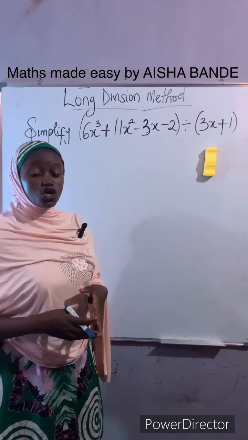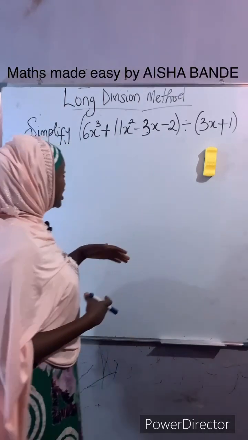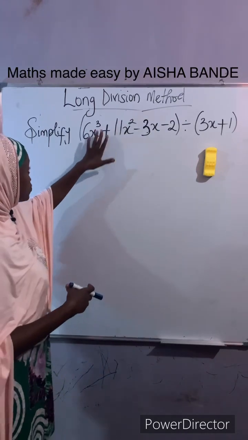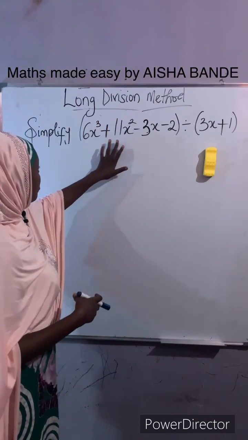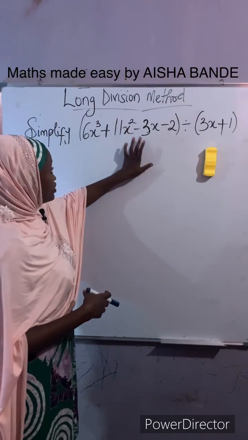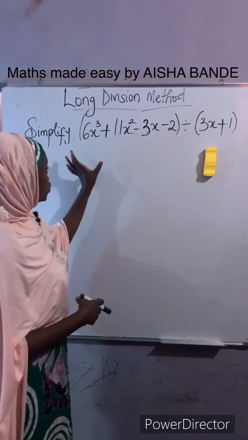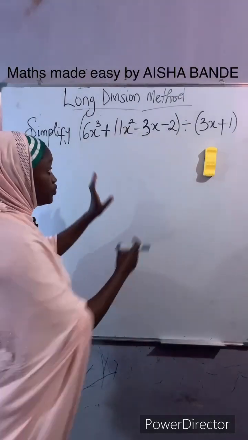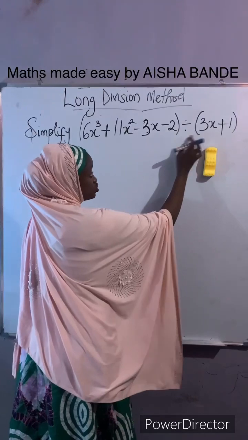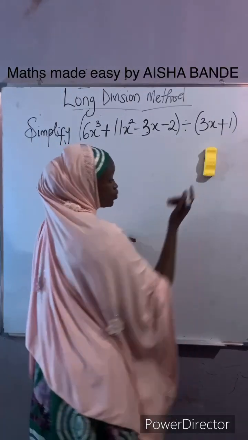Today we shall be discussing the long division method. The question on the board says simplify 6x raised to power 3 plus 11x raised to power 2 minus 3x minus 2. All of this expression we have to divide by another expression which is 3x plus 1.